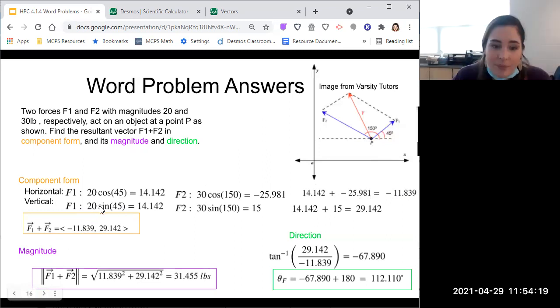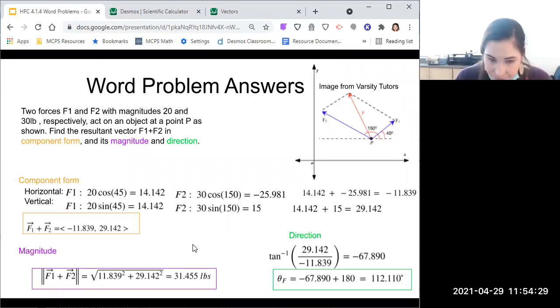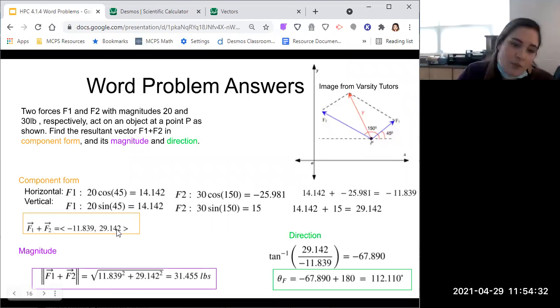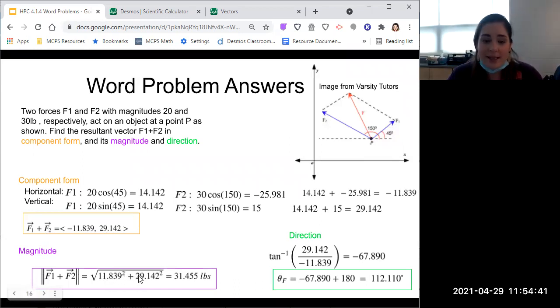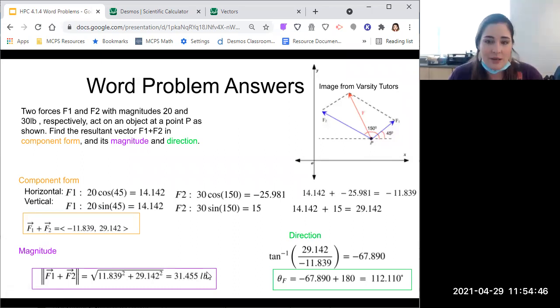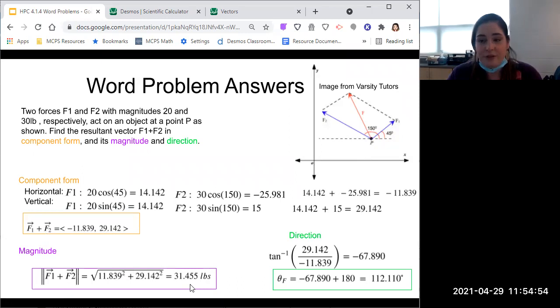For vertical components, we do the same thing, but with sine, and we end up with 29.142. Add the vertical components of the addend vectors together. Now that we have the x and y components of the new vector, it's relatively simple to calculate the magnitude and direction. We just use that distance formula with magnitude: 11.839 squared plus 29.142 squared, square root it, we get about 31.455 pounds. So the length of this new vector, the magnitude of F, this red vector, is 31.455 pounds.